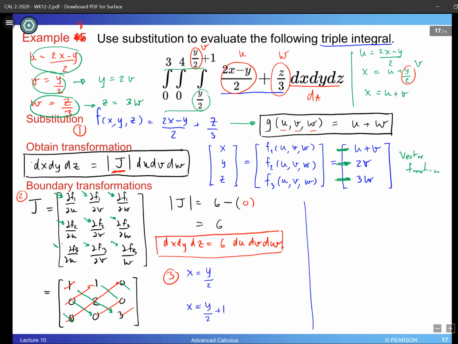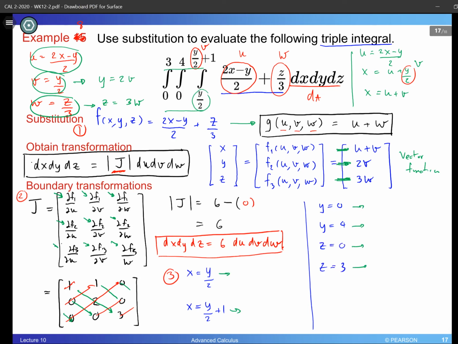All right. So we have the lower bound for y, that's y equal to 0. Upper bound for y equal to 4. Lower bound for z equal to 0. And upper bound for z is equal to 3. We are supposed to translate all of them in terms of u and v. Okay? Alright, let's do that.